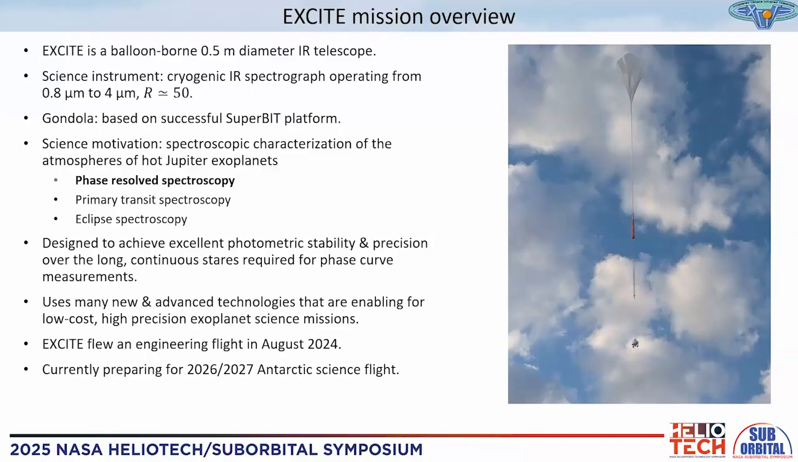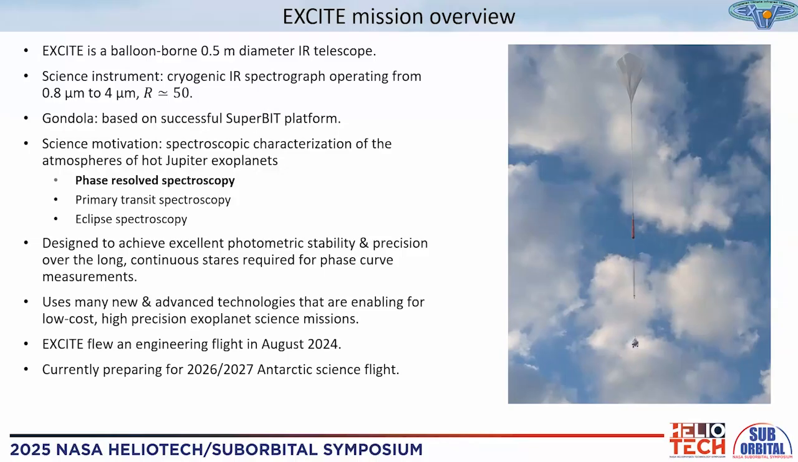EXCITE's a half-meter balloon-borne infrared telescope. The science instrument on the back end is a cryogenic IR spectrograph, which operates from about 0.8 to 4 microns with a native resolving power of about 50. The gondola that we fly is a very close copy of the successful Suborbital platform with some differences that I'll cover. Primary science is to perform near-infrared spectroscopy of hot Jupiter-type exoplanets.